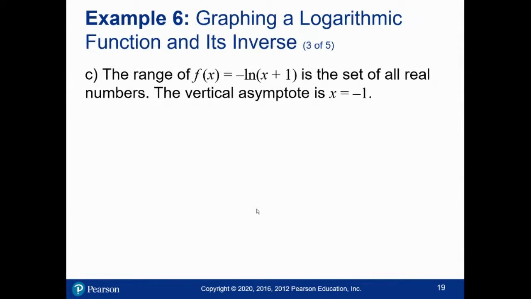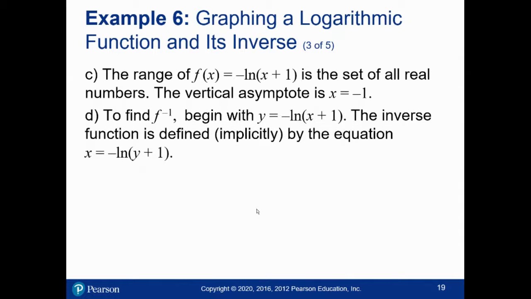So what's the range? Now the range of a typical log function is all real numbers. And this just got reflected, but that's still all real numbers, and a horizontal shift will not affect the range. So the range is still all real numbers. The vertical asymptote did get shifted, though. The reflection doesn't care, but shifting left by 1 means instead of x equals 0 being the vertical asymptote, I move that left 1, and now I have x equals negative 1 is the vertical asymptote.